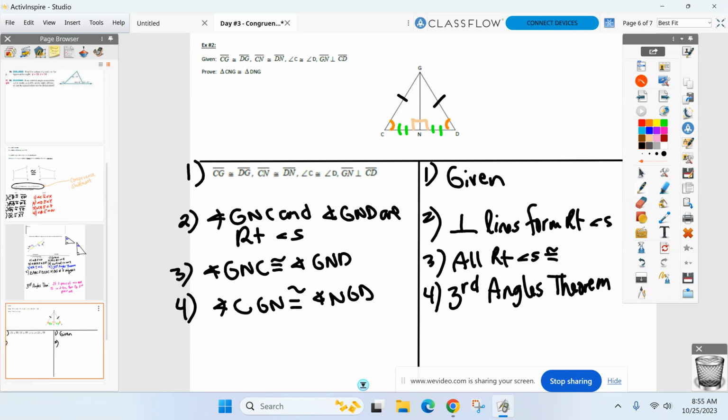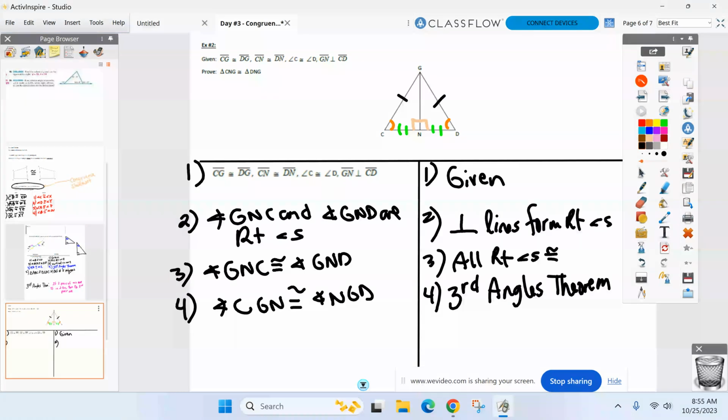Can somebody name the sides? I'm still looking to get congruent. What are the sides in each triangle? Let's go triangle CNG. What's the side I still don't have congruent yet? What's the side I'm still missing? NG, right? I still need something about NG.